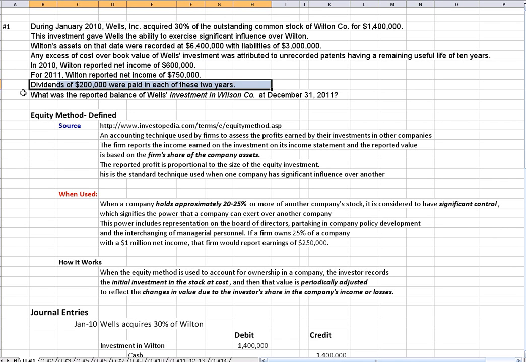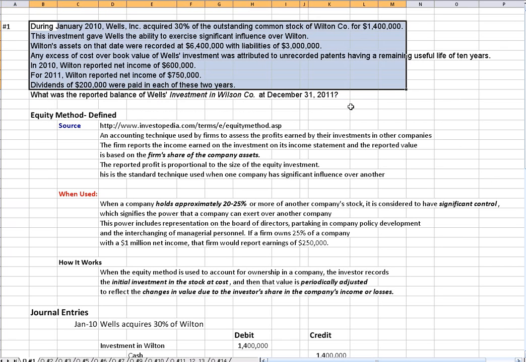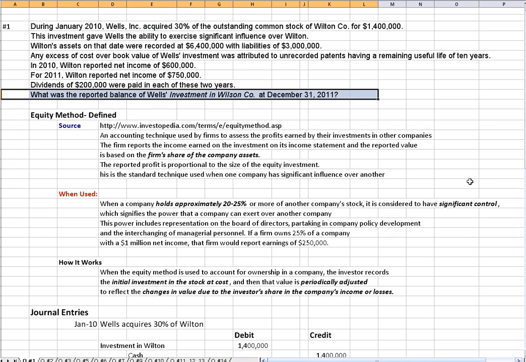So the bottom line question, and I always suggest on exams that people read the last sentence first for these long involved problems. Read the last sentence first. What was the reported balance in Wells, the parent's investment in Wilson, investment in sub account?